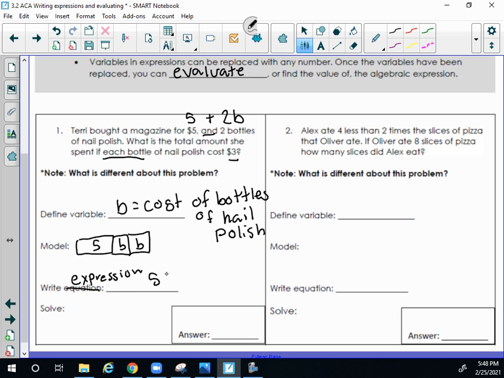So 5 plus 2B. Now we can evaluate it to figure out how much she spent by plugging in the 3 and replacing our B. So 5 plus 2, and I'm going to put parentheses here so I know I'm talking about multiplication. And based on order of operations, I will multiply first. So 2 times 3 is 6. 5 plus 6 is 11. So Terry spent $11.